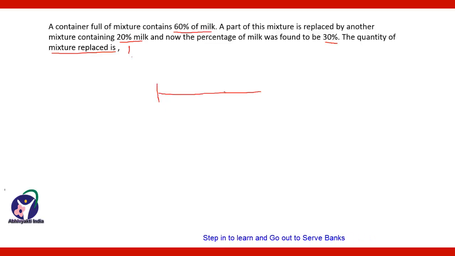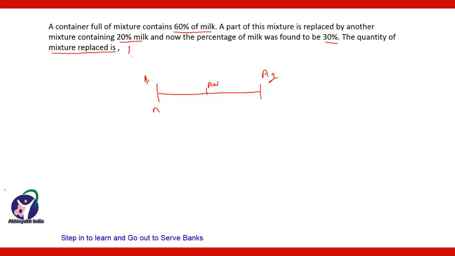So first draw a straight line. Here we write the first average, here the second average, and here we write the weighted average. Here N1 and N2. So the first container is full of mixture containing 60% of milk, and another is containing 20% of milk, and the average of these two is 30%.